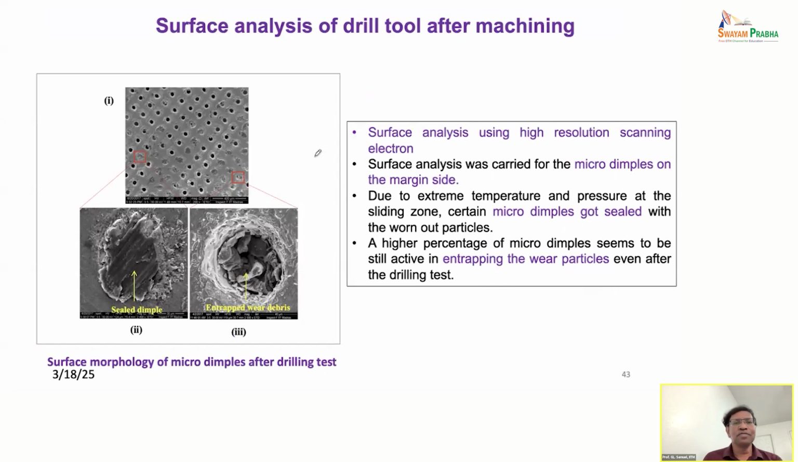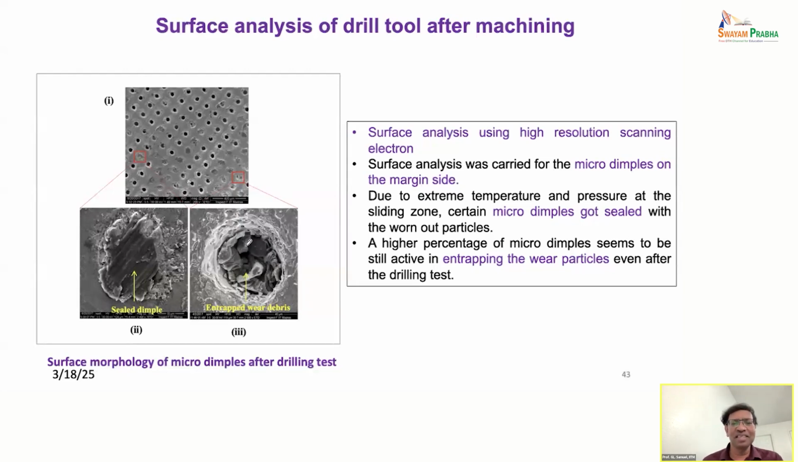Then after conducting these cutting experiments, we have actually looked at the surfaces. What has happened to the tool surface? When we observed, we could find that there are interesting things which have been happening. In some places, we see that the whole dimple has been closed. And in other places, we see that the workpiece material, where the debris got trapped into this. So that is actually a good one.